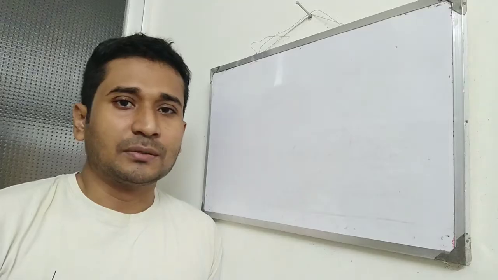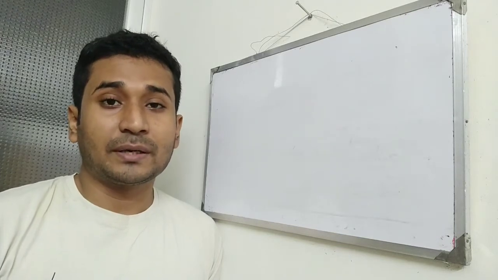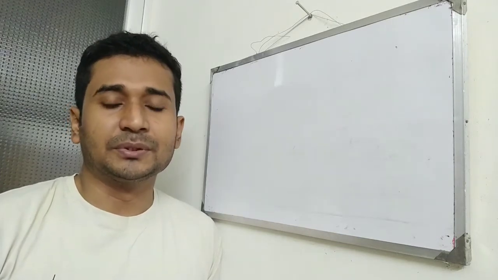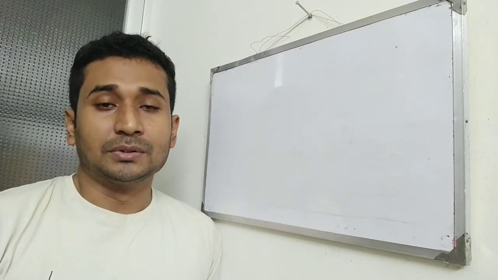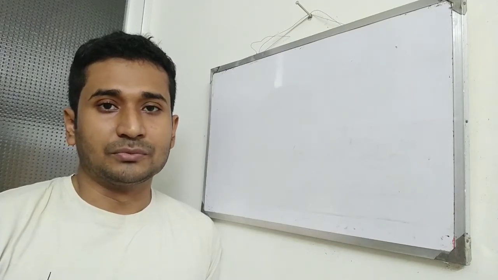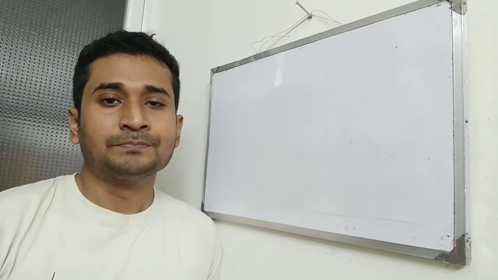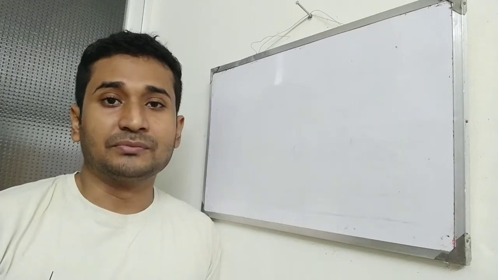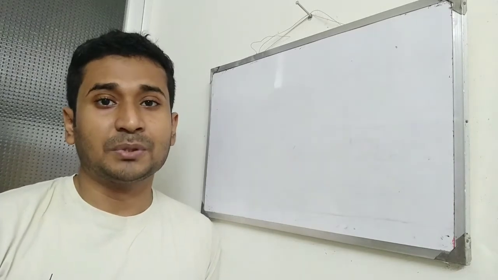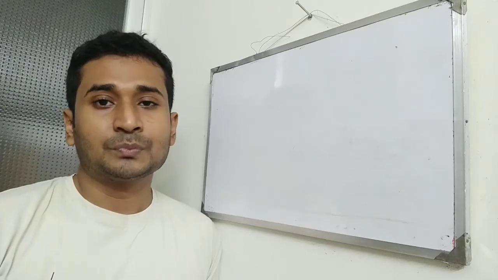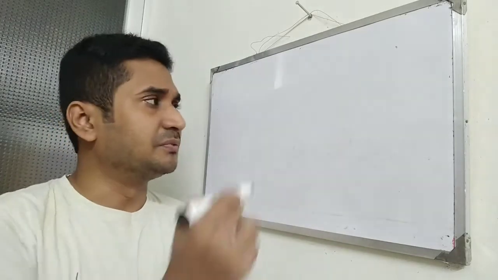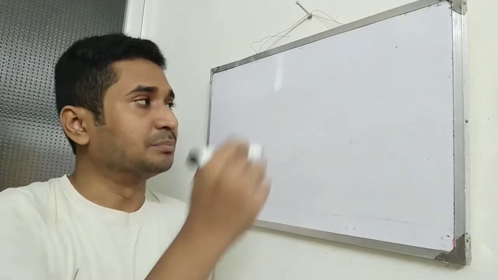Today I'm going to discuss an important topic of chemistry from chemistry first paper. You know that there are two parts, first paper and second paper. In chemistry first paper there are 5 chapters, and also in second paper there are 5 chapters. So you know the marks distribution of chemistry first paper and second paper.